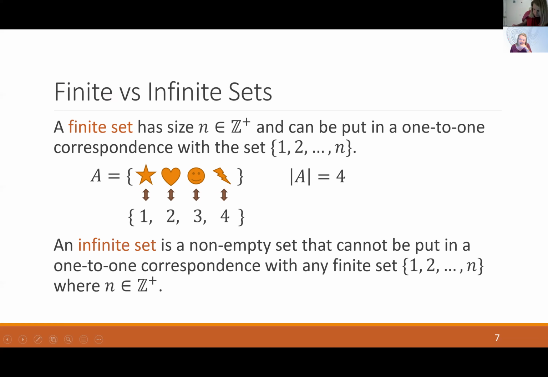Now, an infinite set is a non-empty set that cannot be put in a one-to-one correspondence with any finite set. Okay, so an infinite set would be something like a set we have here, A, but the number of objects or numbers or whatever you want to have in that set is such that I cannot pair it with a counting number like I could with the star, the heart, the smiley face, and the lightning bolt.